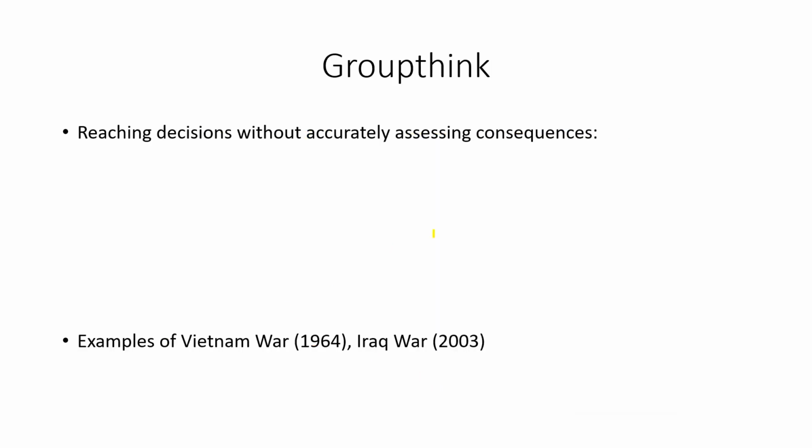Another problem that states can get into as far as decision-making is this concept of groupthink. This is where you have a small bunch of insiders that are somewhat isolating themselves to make the decisions for the entire country, so to speak, and they're somewhat leaving out other groups or other input for various reasons. So this comes to the point where you might reach a decision without accurately assessing all the consequences.